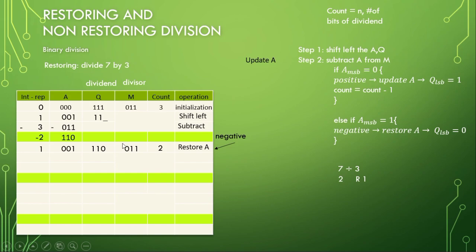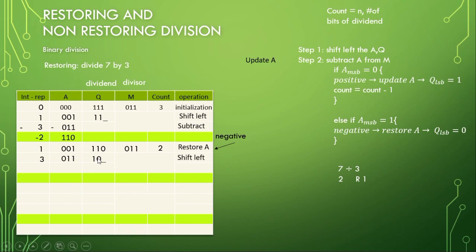It remains the same, right? But now our rules say that if the most significant bit of A is negative, then the least significant bit of Q is going to be equal to 0. And then we restore the previous value of the shift to this. So we've restored A to our shift value, right? And now we repeat the process of shifting left. So we shift left the new value of the accumulator.